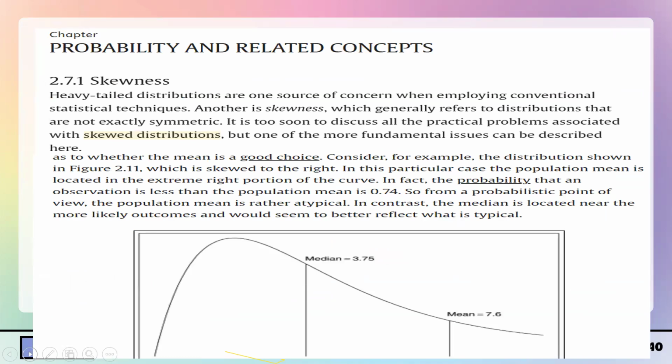Probability and related concepts in skewness. Heavy tail distributions are one source of concern when employing conventional statistical techniques. So with skewed distributions, one of the fundamental issues can be described here as to whether the mean is a good choice. Consider, for example, the distribution shown, which is skewed to the right. In this particular case, the population mean is located in the extreme right portion of the curve. In fact, the probability that an observation is less than the population mean is 0.74 through the calculation.